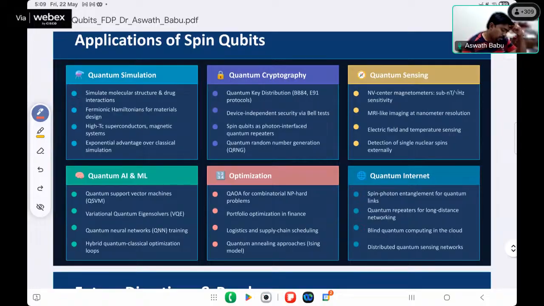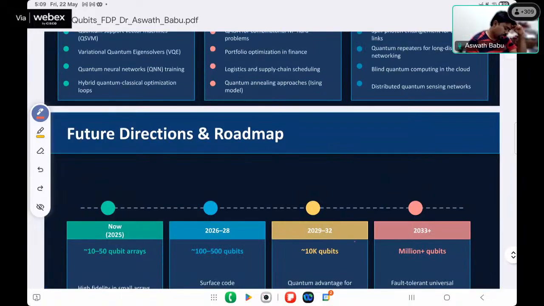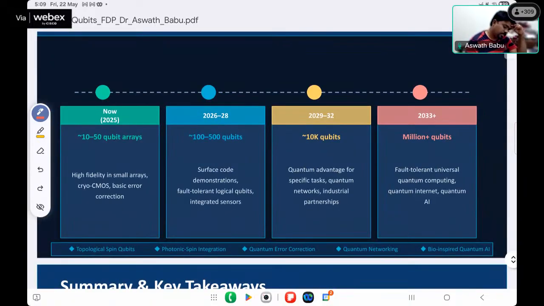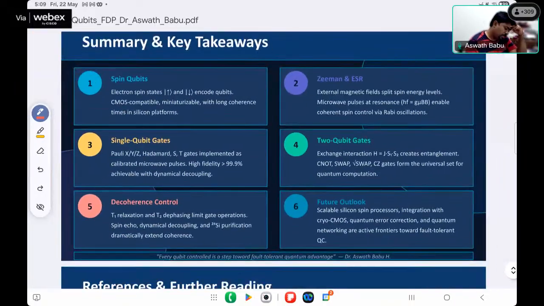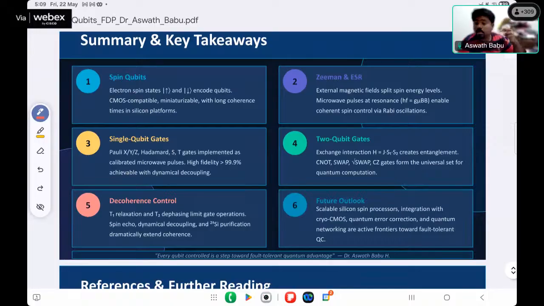Okay, there are applications discussed here. Okay, you can go through it. Okay, future directions, what we can see in the next 10 to 15 years, that is also mentioned here. Okay, so there are some takeaways, summary and takeaways about this.